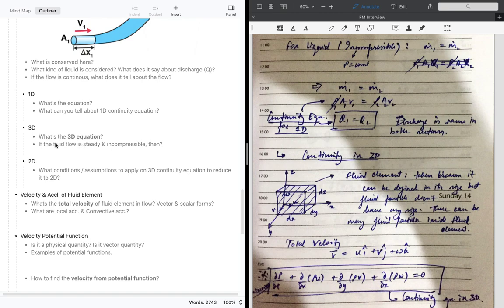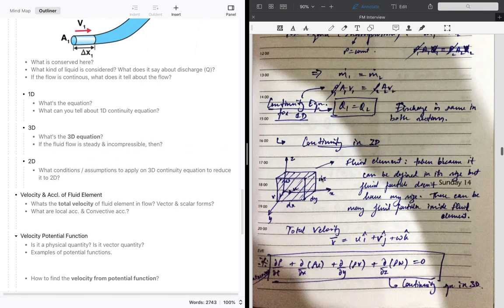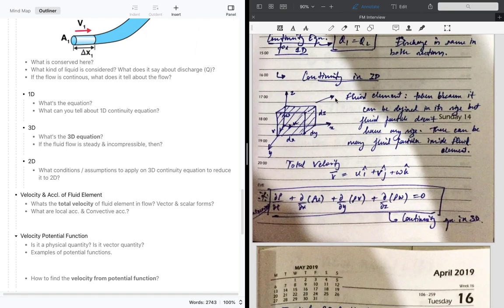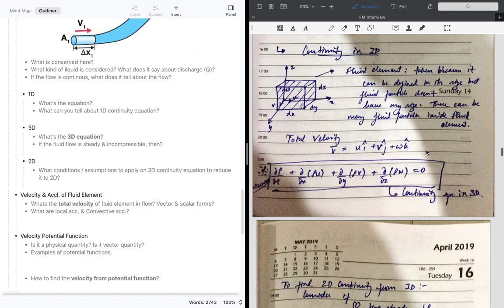So what about the 3D equation? The 3D equation is the important one. Here we consider fluid elements, because a fluid element can be defined in its shape and size, but a fluid particle doesn't have any size. There can be many fluid particles inside the fluid element, as we discussed earlier. So what is the total velocity for this fluid element? V is equal to the components of the velocity. So this is basically the continuity equation for 3D.